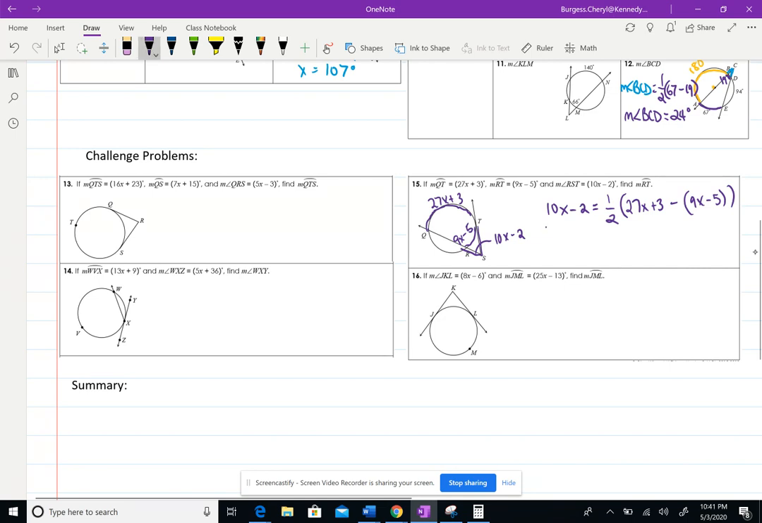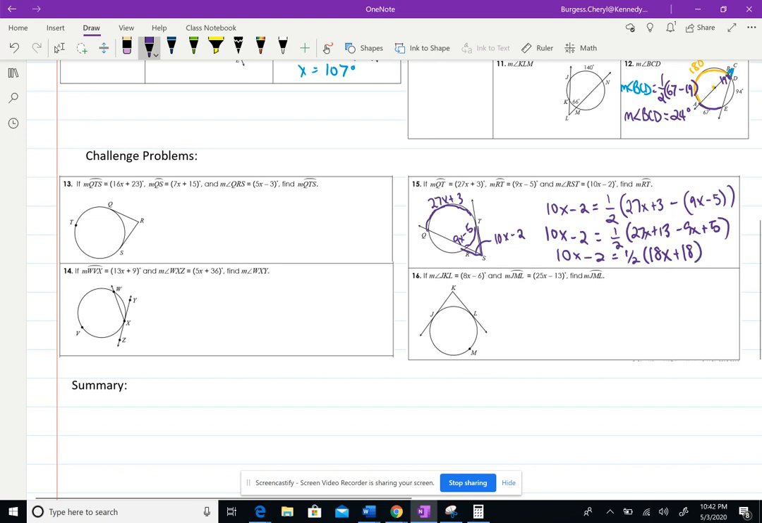10x minus 2 equals 1/2 of 27x plus 3 minus 9x plus 5. 10x minus 2 equals 1/2. 27x minus 9x is 18x. 3 plus 5 is 8.